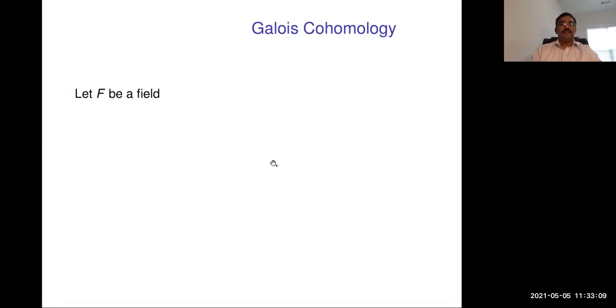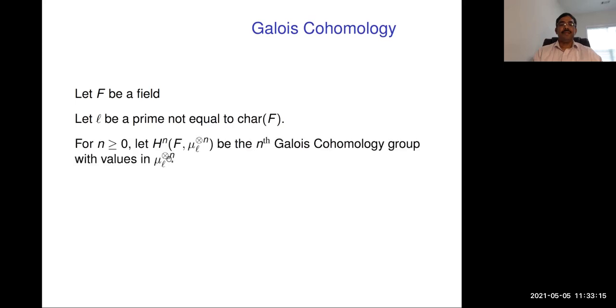So let's begin with some field F and take a prime ℓ, which is not equal to the characteristic of the field. And for n greater than or equal to 0, let H^n(F, μ_ℓ^{⊗n}) be the nth Galois cohomology group with values in μ_ℓ tensor μ_ℓ, n times.